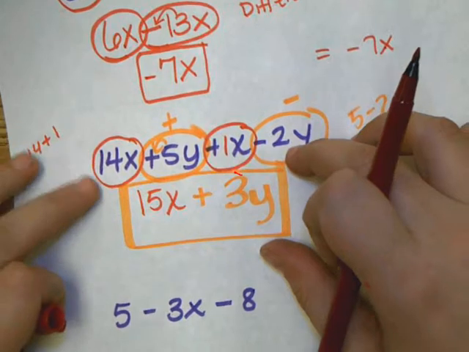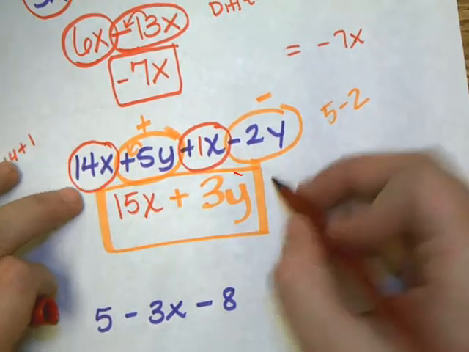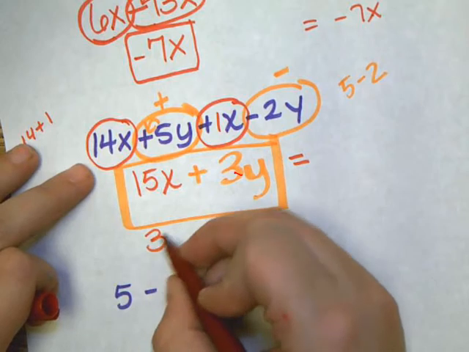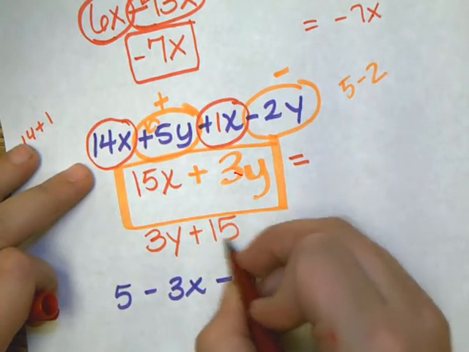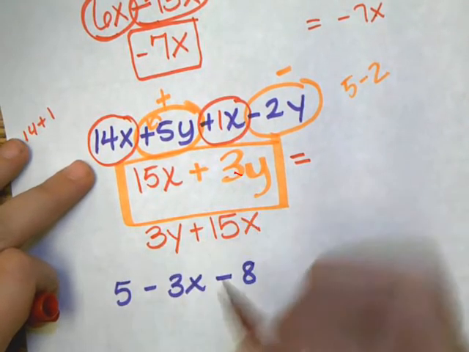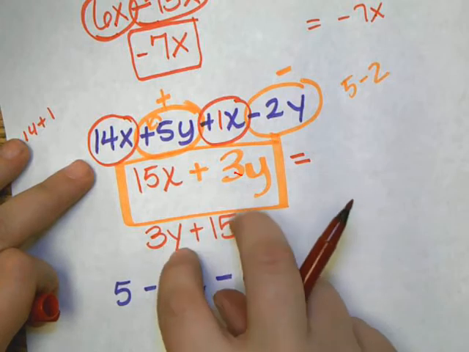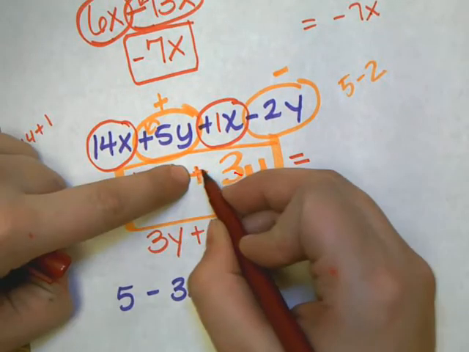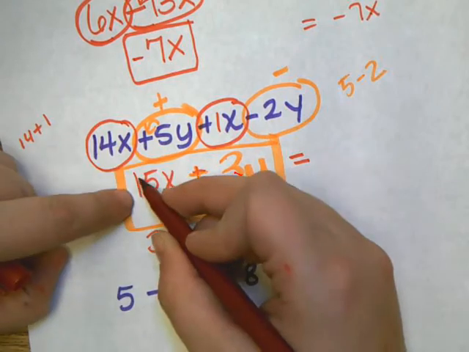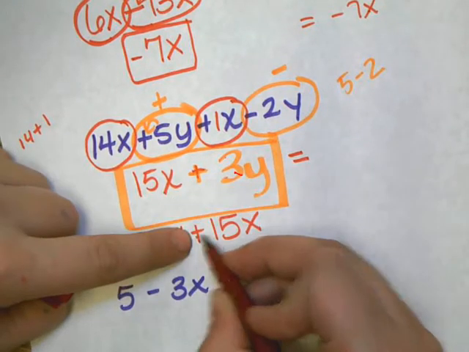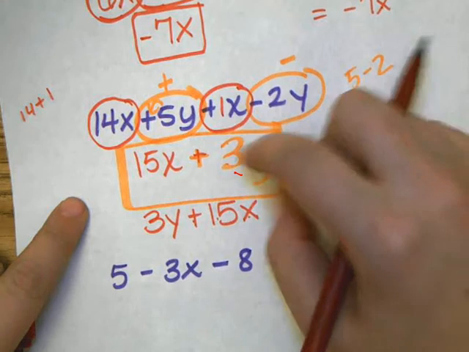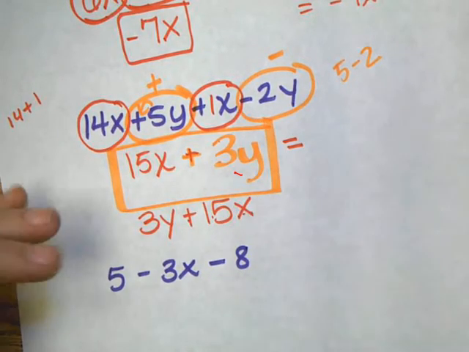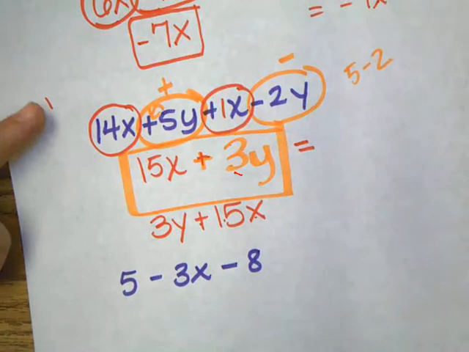Oh, and also one other thing, back to this problem. This is the same thing as if we write it as 3y plus 15x. The commutative property tells us it does not matter the order. So as long as this is positive 3, this one's positive 3. If this is positive 15x, this is positive 15x. So the order doesn't matter.